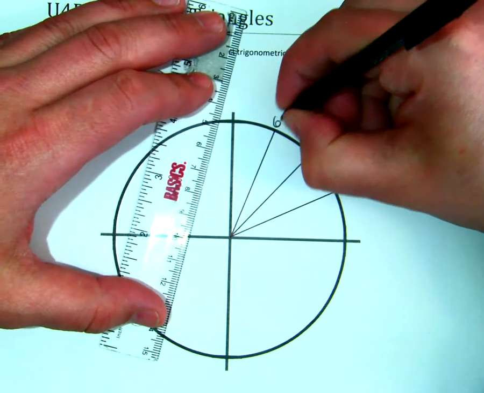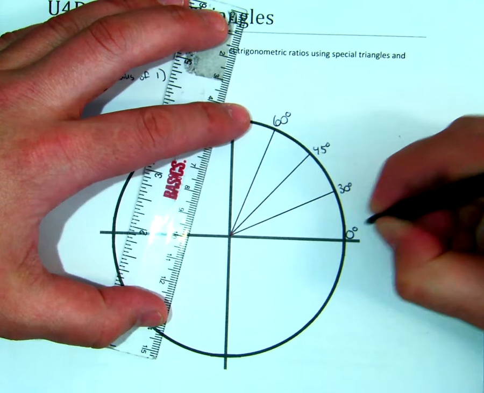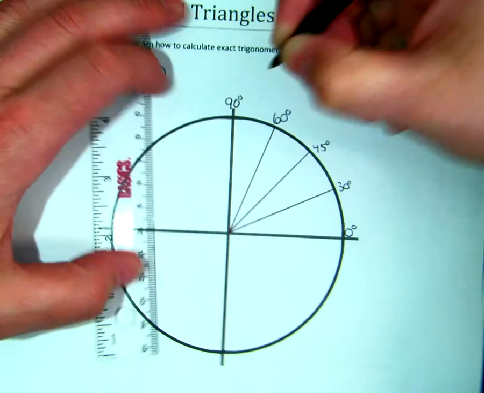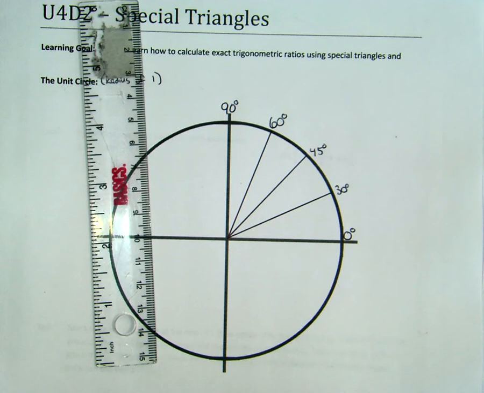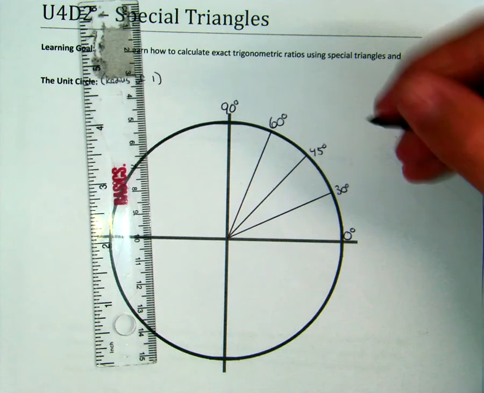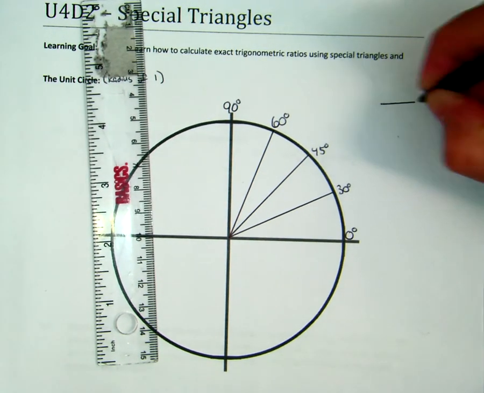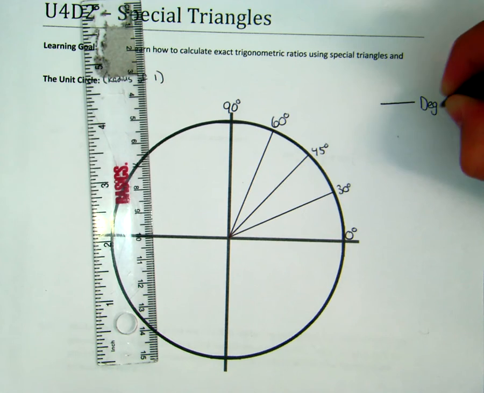So this is going to be 60 degrees. And then, of course, we have 0 degrees, and this is going to be 90 degrees up here. So there's the 1st quadrant all labeled. What I need to do is go around, and I'm going to make a little legend up here. So in black, I'm going to have degrees.